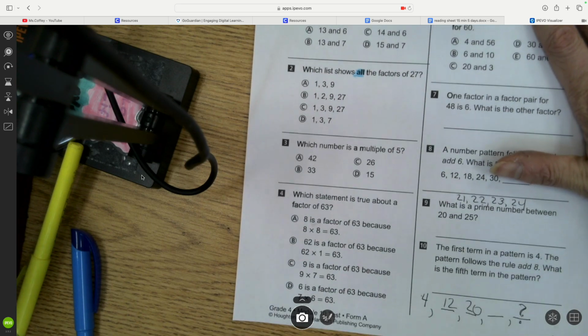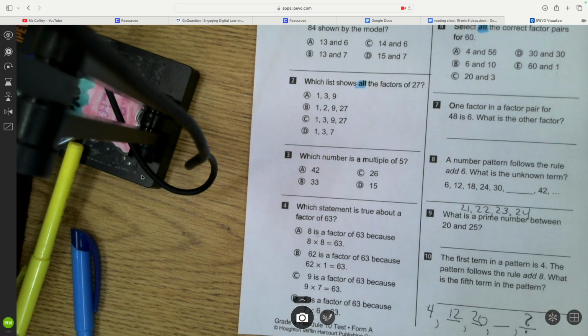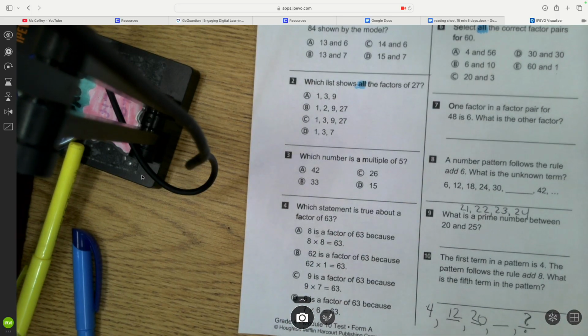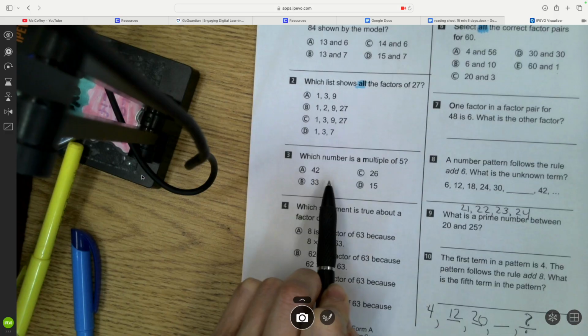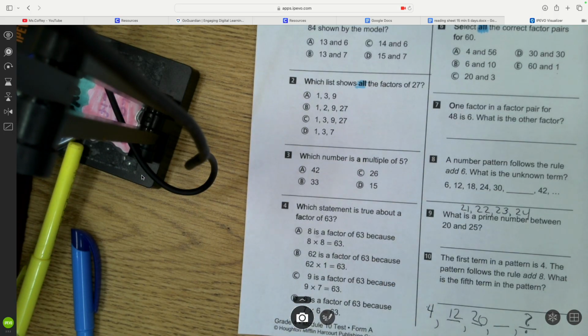All right. Number 3, which number is a multiple of 5? So remember, when we think of multiples, we skip count. So what you're gonna do, you're gonna skip count by 5, and you're gonna see which number you call out, okay?